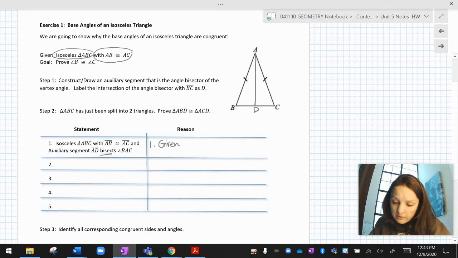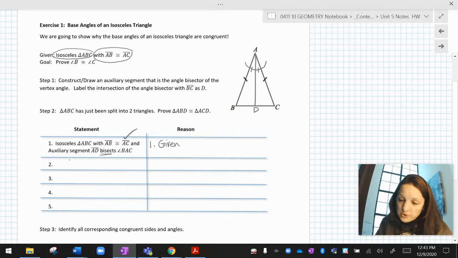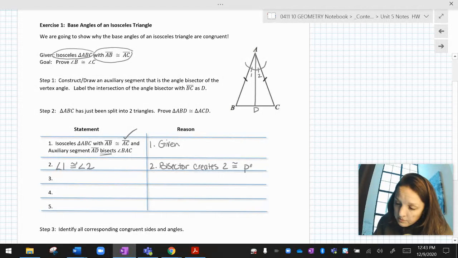Now I'm going to go through my givens. AB is congruent to AC. That's marked. Check. AD bisects BAC. Okay, so if AD bisects BAC, then those two things need to be equal. So I'm going to call that 1 and 2 and say angle 1 is congruent to angle 2 because a bisector, in this case an angle bisector, creates 2 congruent parts.